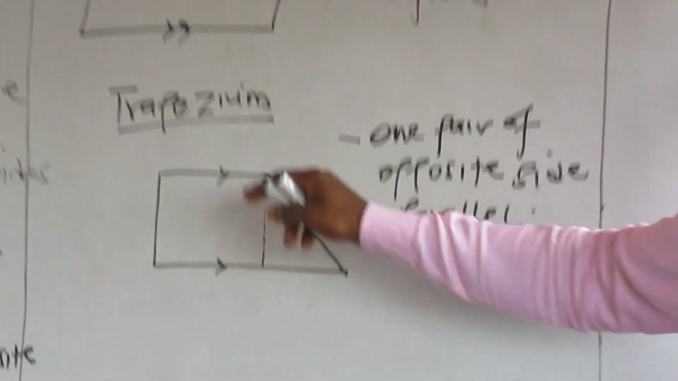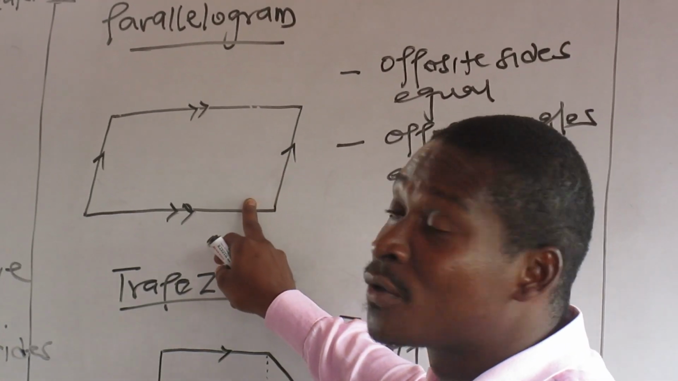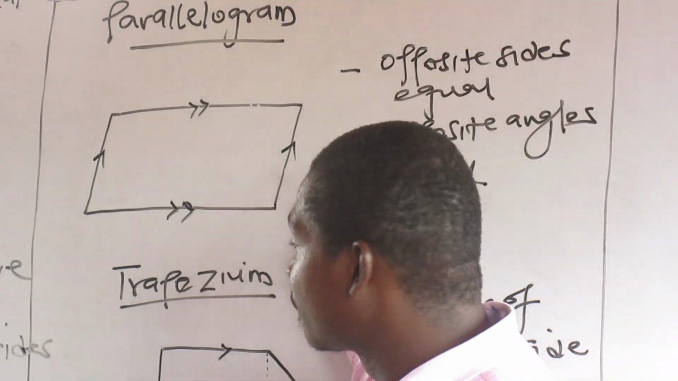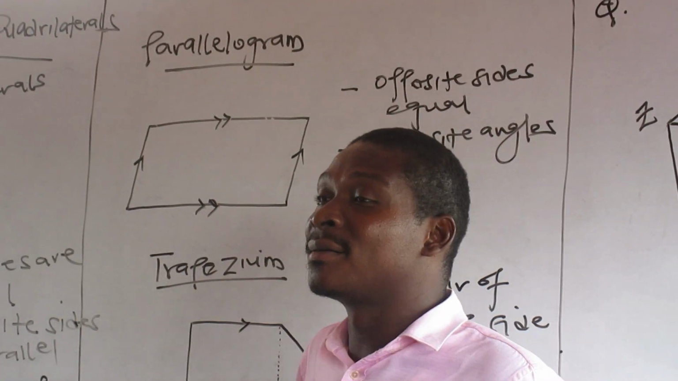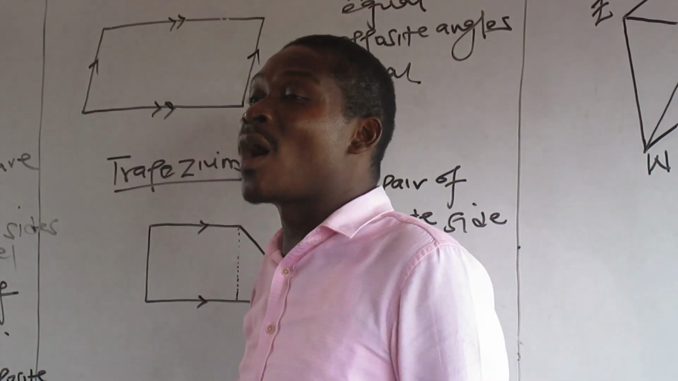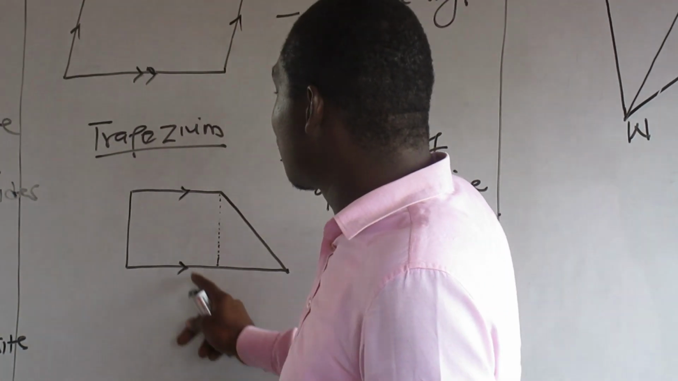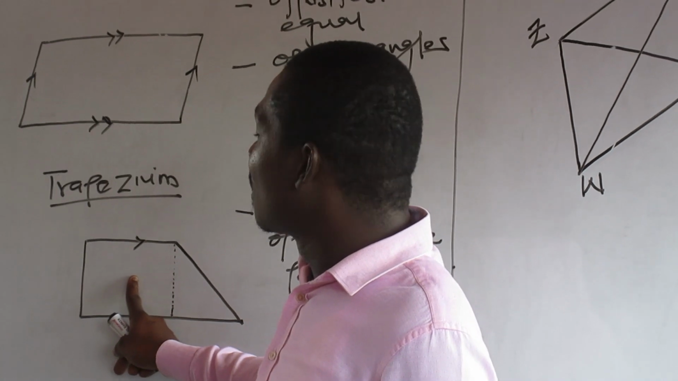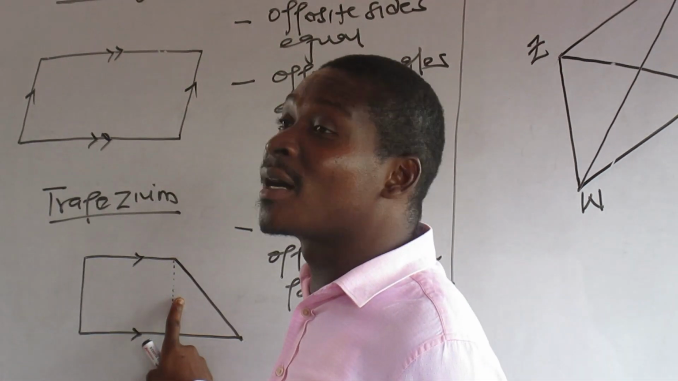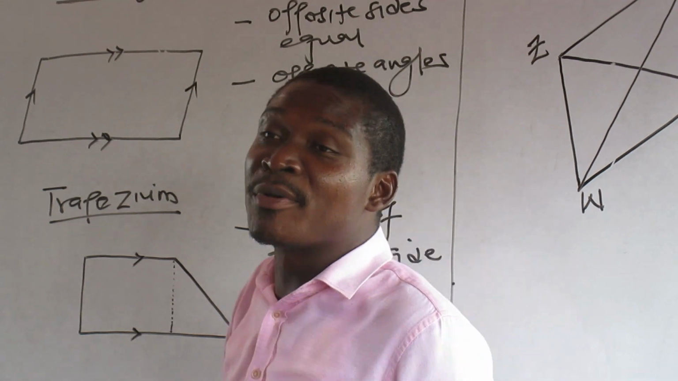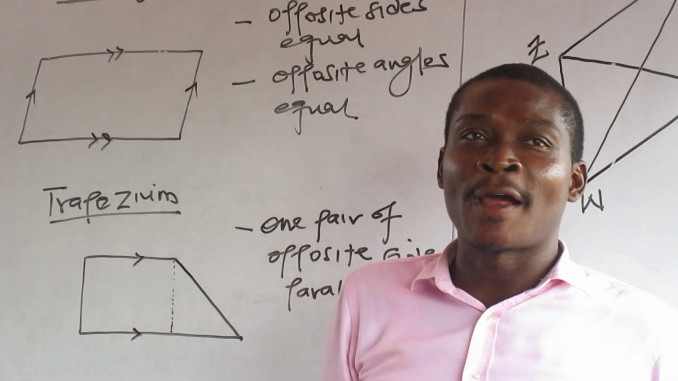Parallelogram. Two opposite sides equal. Trapezium. Two sides are parallel, but they are unequal. One is longer than the other. It means a rectangle and a triangle form what? A trapezium.